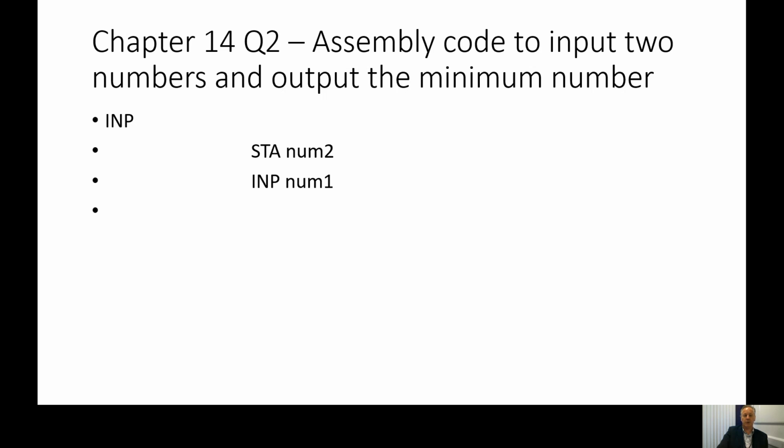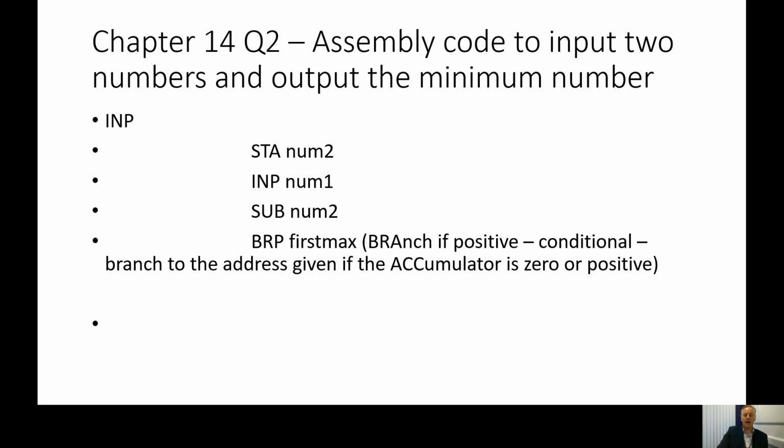Next up, you're going to store in the accumulator the number 2, so the second value first. Input the first value, number 1, call it number 1. You then subtract number 2 from number 1. And then your code now is BRP first max. So BRP means branch if positive. What that means is it's conditional, because remember you're looking to find the minimum number between 2 values.